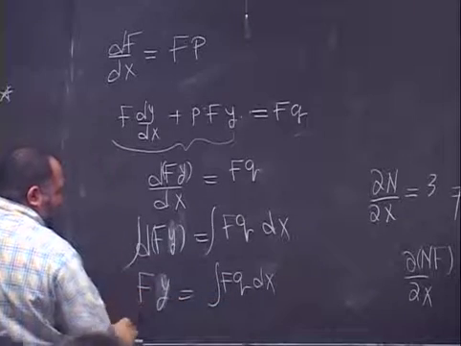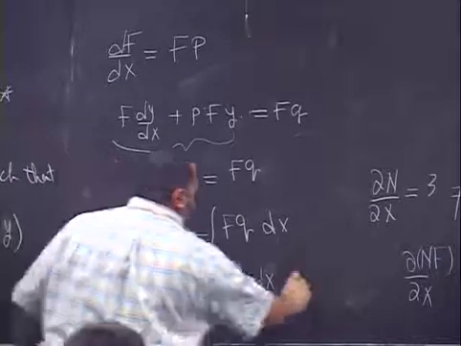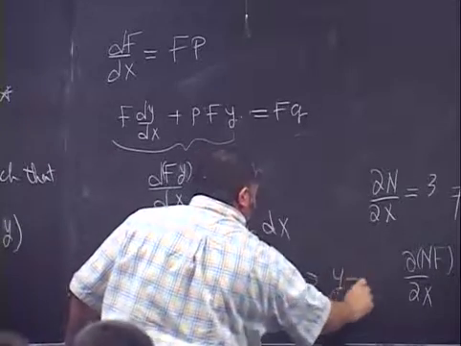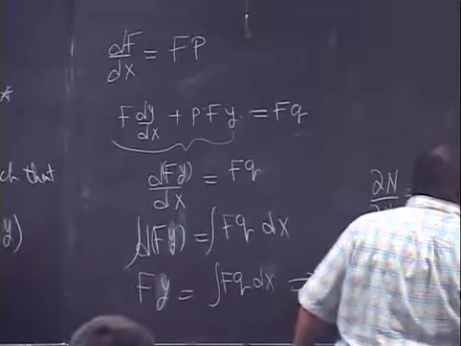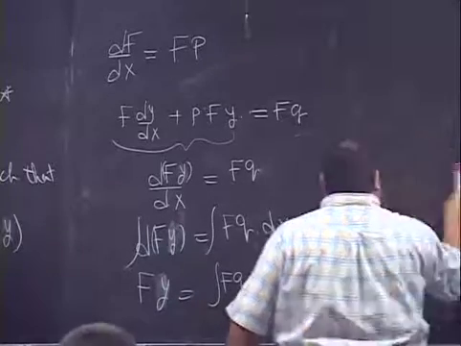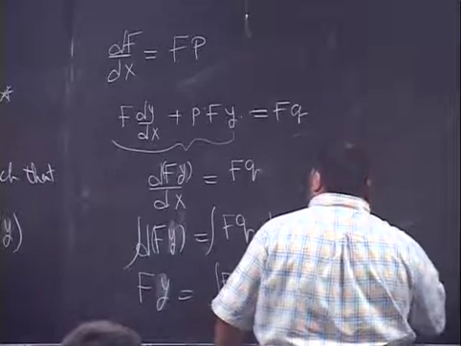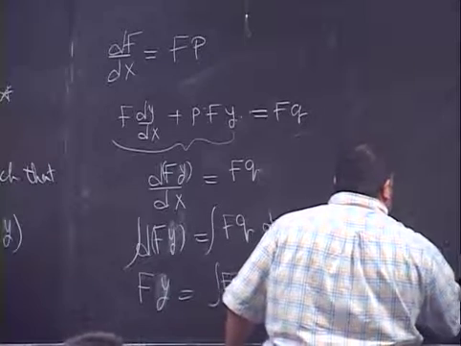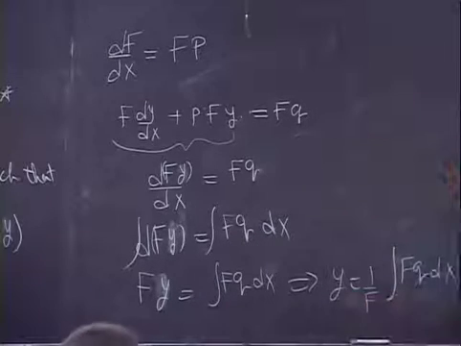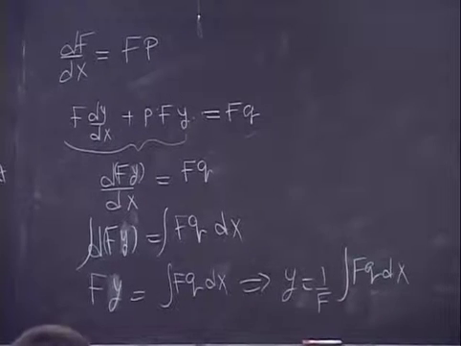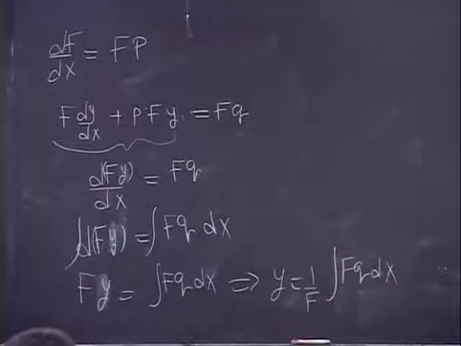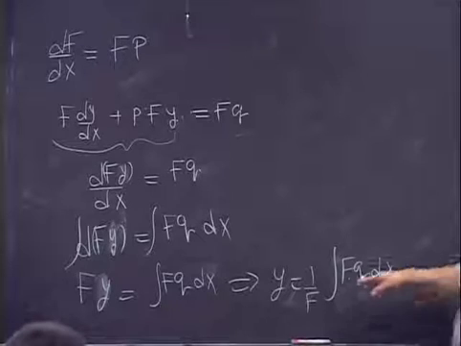So what's y now? y will be 1 over f multiplied by the integration of fq ds. Did you understand why we want to transform it to an exact differential like this? Did you understand?